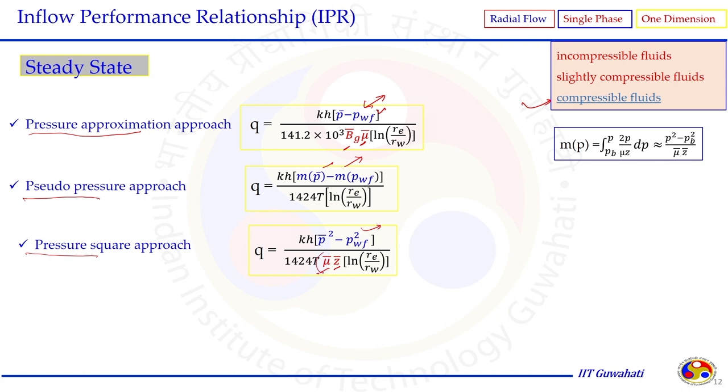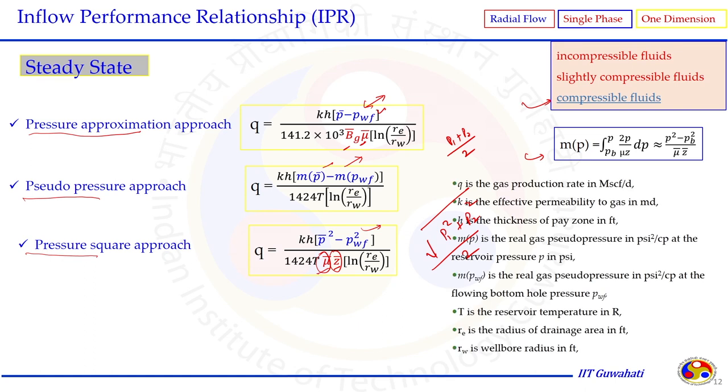Now here you will see the bar is mentioned over the properties or the parameters. So we calculate these values at the average condition. In the pressure approximation, we calculate these values at the average pressure. In the P square approach, we calculate these values at the average pressure, that is calculated in this manner. While in the case of the MP approach, we don't need to calculate the average value because mu, Z, whatever the values, those are changing with respect to pressure, are all already accounted for in the form of MP, and that is given like this.